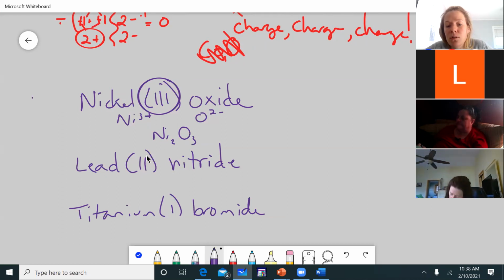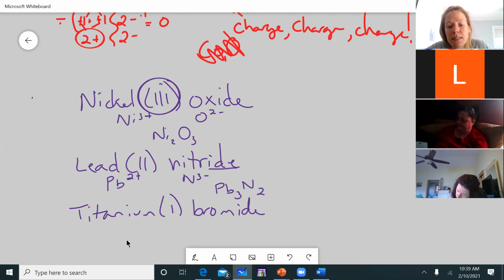Next one, lead 2 nitride. Lead is Pb. It has an unpredictable charge, but it's denoted here in this given example. So it's a 2+. Nitride, the IDE, is talking about nitrogen. So nitrogen always has a 3- charge. Flip flop, and we will get 3 leads for every 2 nitrogens.